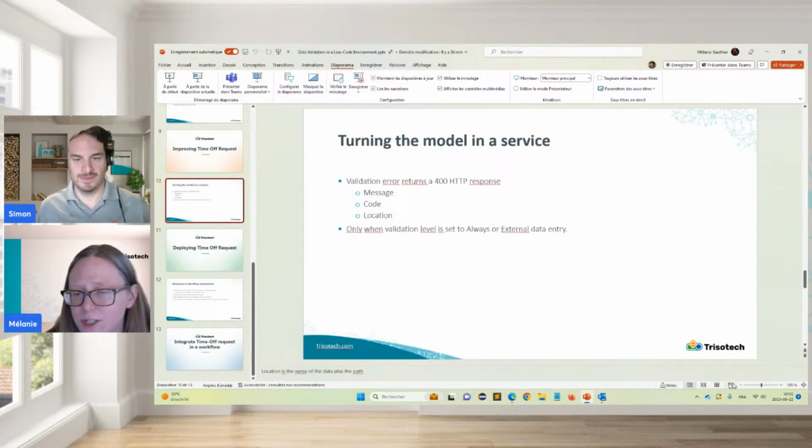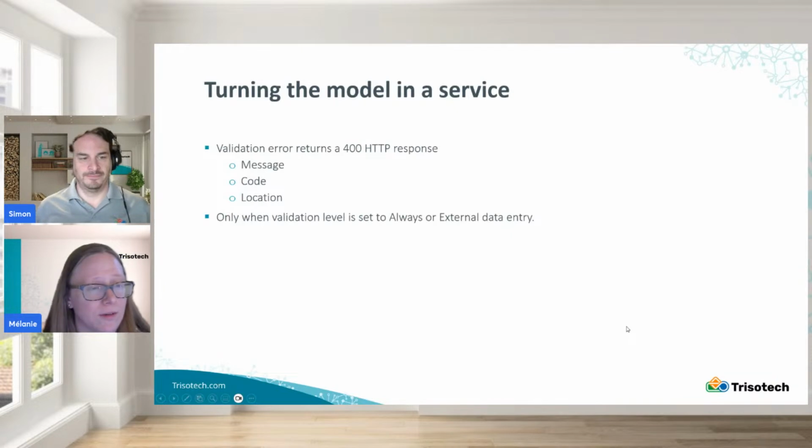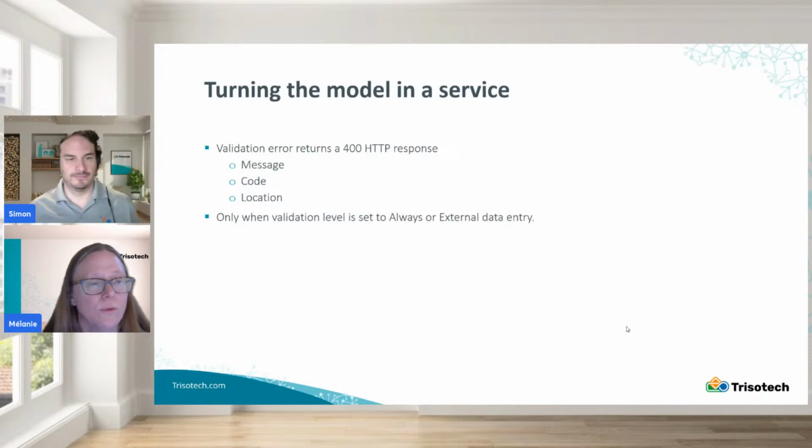So the next thing I'm going to check is turning the model into a service. When you do that, the actual API that's going to be created will return a 400 code, bad request, if a validation rule fails. On those errors, you're going to get a message, a code, and a location. The message is either the one you set or the default one from the DS. The code is the one that you set. If you don't set anything, you won't get a code.